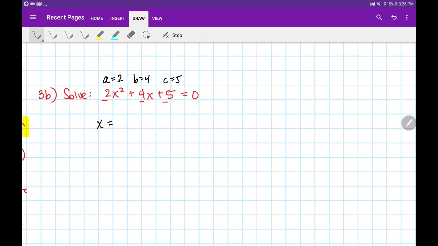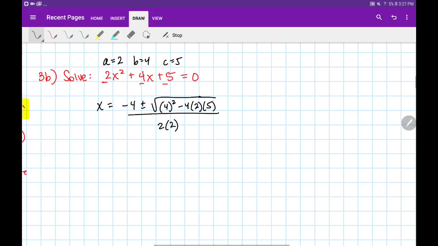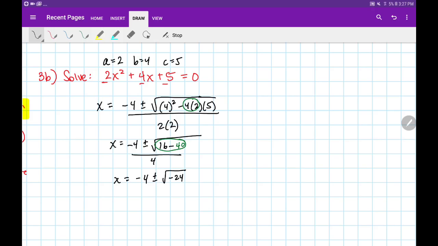Plugging it in carefully, I get negative B plus or minus the square root of B squared minus 4 times A times C, which is 5, all over 2 times A, which is 2. Let's simplify this one step at a time. That's negative 4 plus or minus the square root of 16 minus, okay, here we go. 4 times 2 is 8. 8 times 5 is 40. All over 4. 16 minus 40 will give me negative 24.